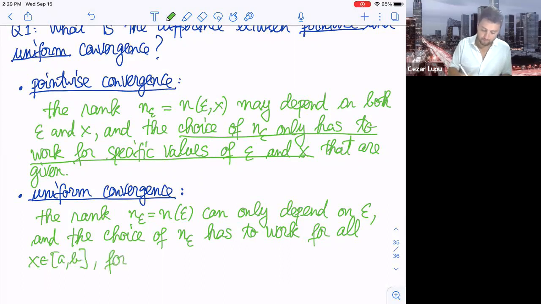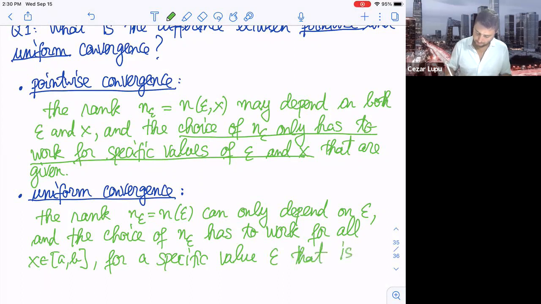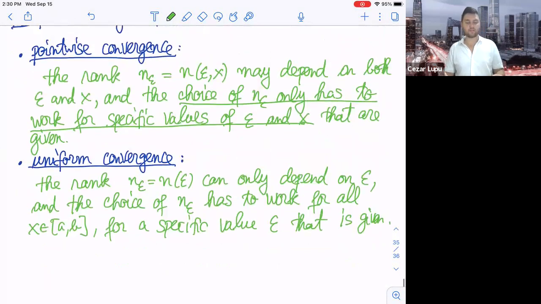For a specific value epsilon that is given. All right, so that's the difference. At this point, I hope it's quite clear that we can distinguish between the two. And now another question, well, how are these two related? Well, it's pretty much obvious at this point that uniform convergence implies pointwise convergence.